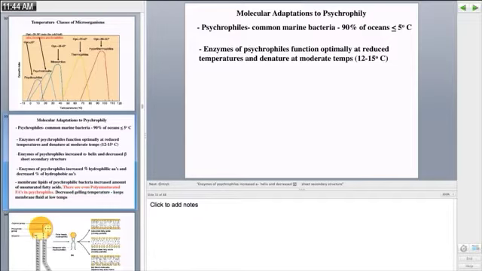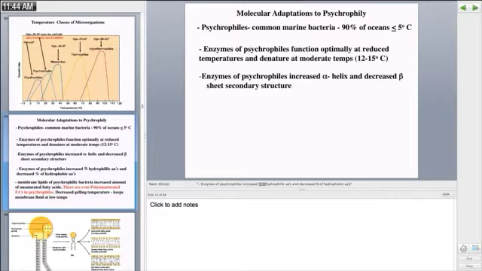So the enzymes will actually denature at moderate temperatures, as I mentioned before, 12 to 15 degrees centigrade, which is significantly cooler than this room is right now. These proteins will denature. Part of the reason why these proteins can function at low temperatures is they have much more alpha helix in terms of their character. Alpha helix, as opposed to beta sheet, is much more flexible.